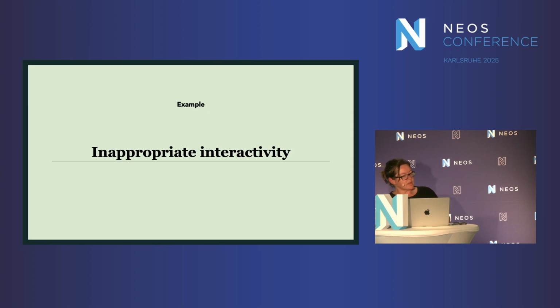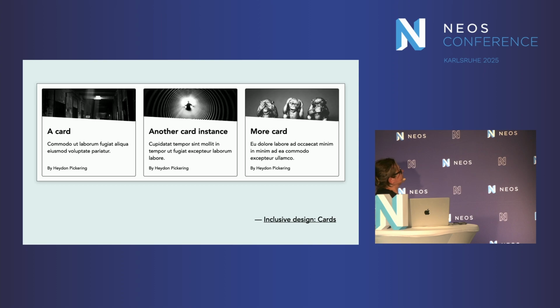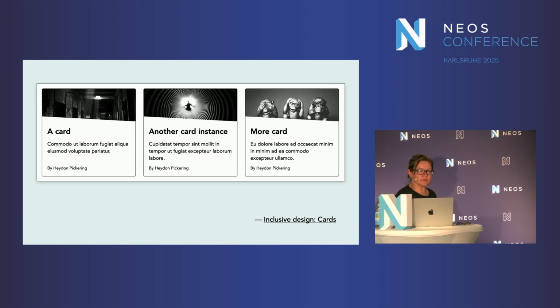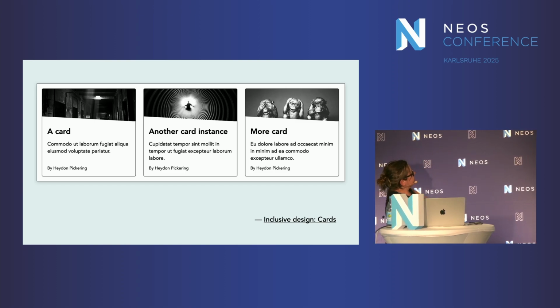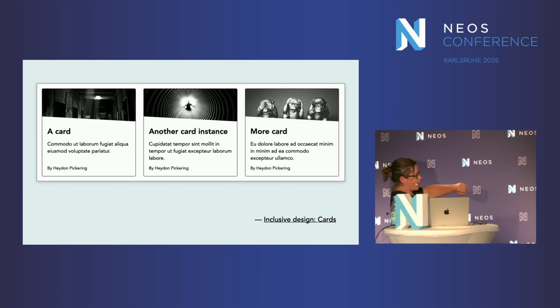Another example, ignoring the separation of concerns, is applying interactivity where it is not appropriate. I've chosen an example that is pretty common in the world, cards, the card component, often used for a list of articles. This is taken from inclusive design cards, the card component. And one feature about cards is that usually the whole area is clickable with a mouse. So wherever you click on the image, on the heading, on the text, you can click that link.